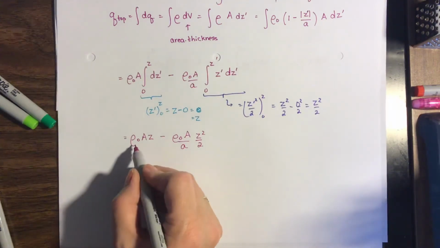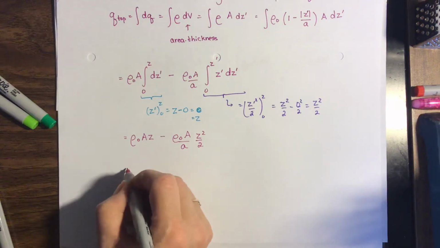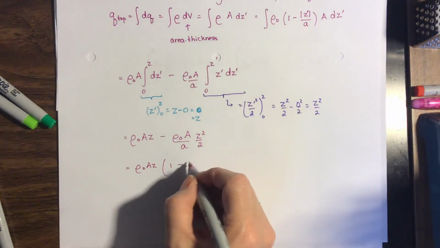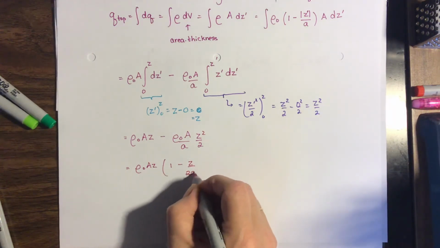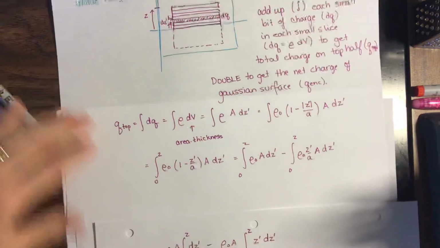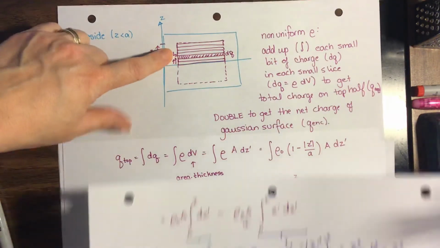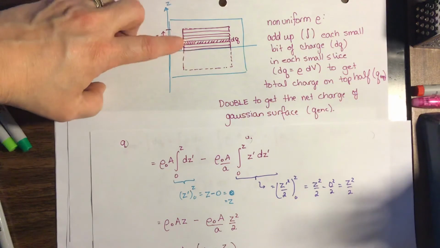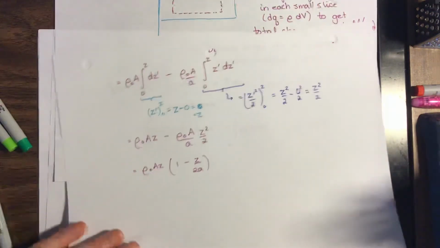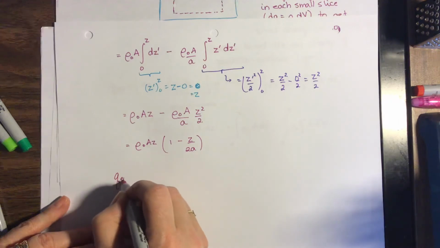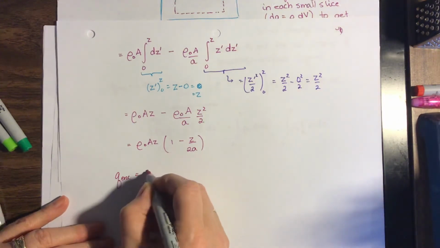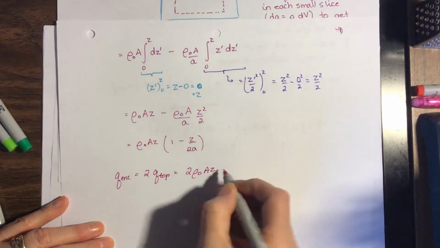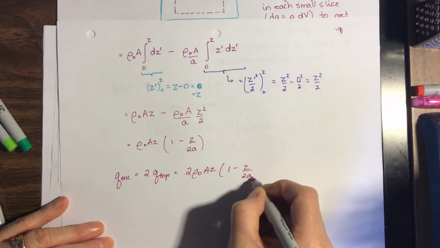You can leave it like this if you wish, or you can take your rho naught z outside. I think maybe I will do that. Rho naught z outside of 1 minus z over 2a. Okay, this is our net charge enclosed by the top half of our Gaussian surface. To get the total charge on our Gaussian surface, we're going to have to take the top and multiply it by 2. So my Q enclosed, the charge enclosed by the whole Gaussian surface, is 2 times the charge on the top, equals 2 rho naught A z times 1 minus z over 2a.